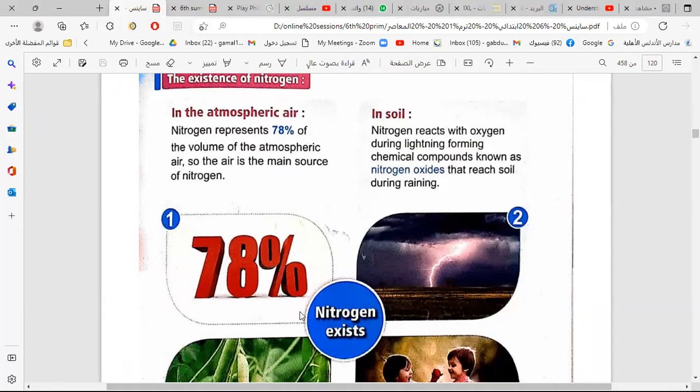Can nitrogen go to the soil? Yes, it can. Who can tell me how? Raise your hand if you want to answer. Who can tell me how can nitrogen go to the soil? Muaz, can you?